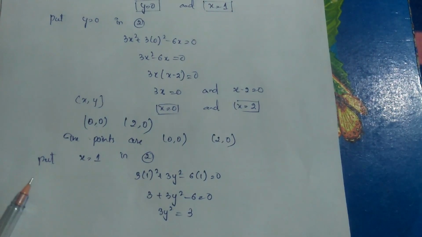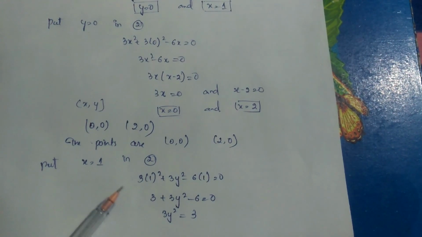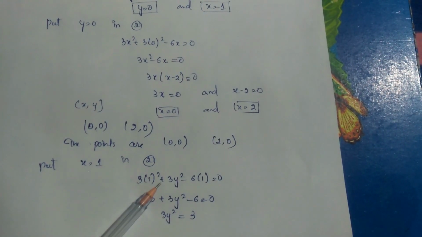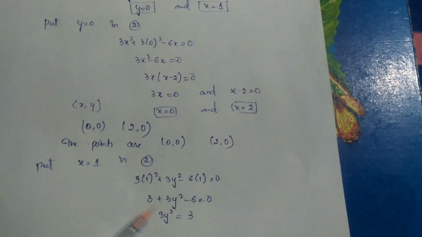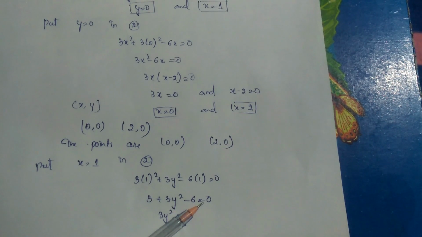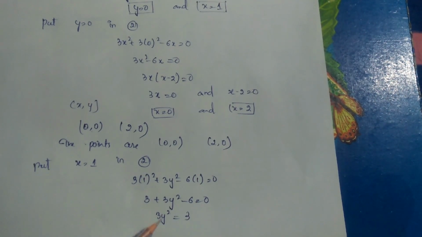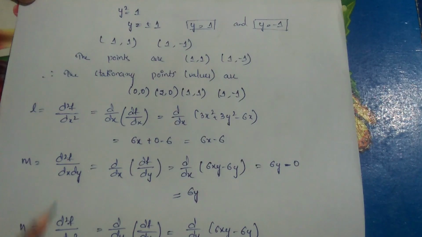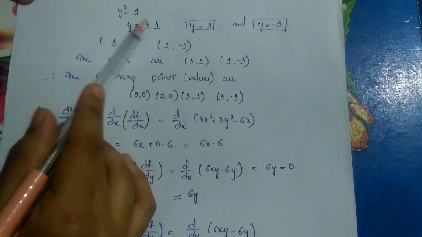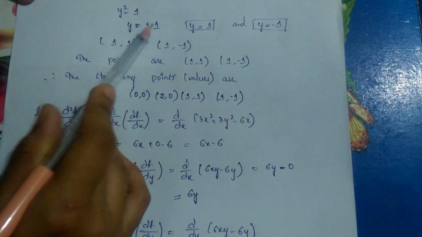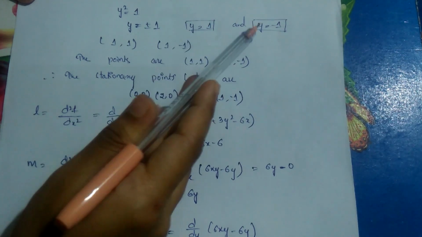So put x is equals to 1 in equation 2, we get 3 of 1 square plus 3 of y square minus 6 of 1 is equals to 0. From this, 3 plus 3y square minus 6 is equals to 0, and 3 minus 6 is minus 3, and when it goes to the right hand side we get plus 3. So 3y square is equals to 3. From there we get y square is equals to 1, and then y is equals to plus or minus 1. It means y is having the two values as 1 and minus 1.